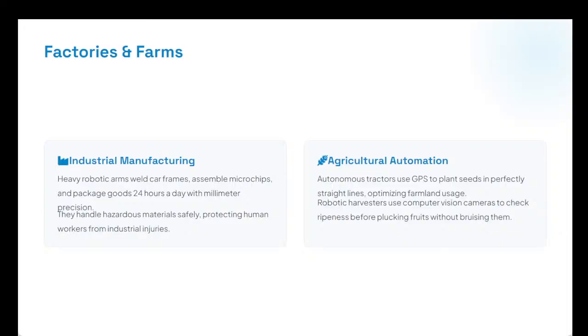Let me repeat that again so you understand. Industrial manufacturing: heavy robotic arms weld car frames, assemble microchips, and package goods 24 hours a day with millimeter precision. They handle hazardous materials safely, protecting human workers from industrial injuries. Agriculture automation: autonomous tractors use GPS to plant seeds in perfectly straight lines, optimizing farmland usage. Robotic harvesters use computer vision cameras to check ripeness before plucking fruits without bruising them.